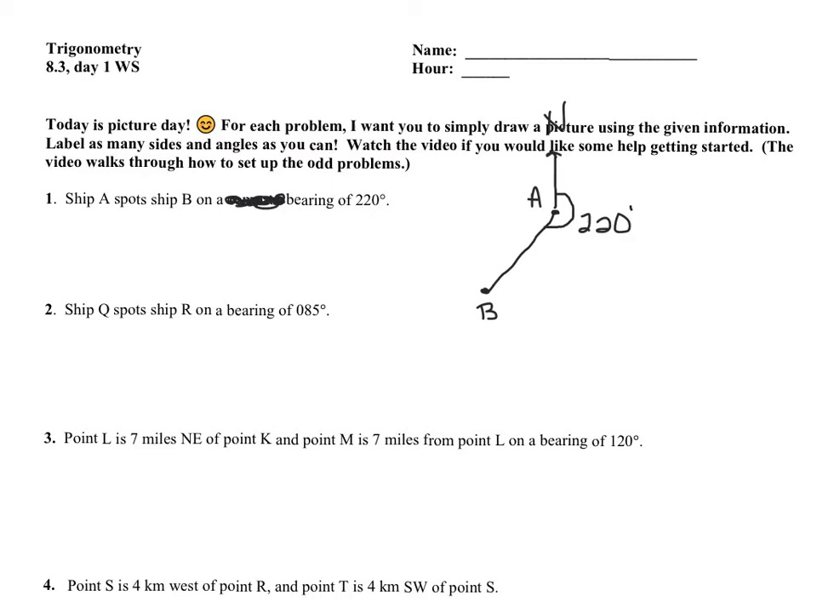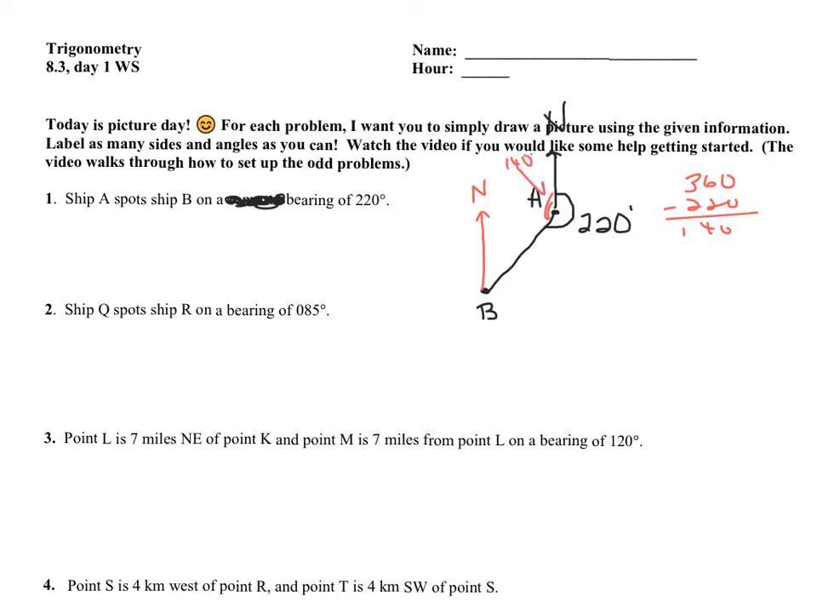From here, things that we could think about. If we drew another north from B, let's see what we know. Well, in ship A, all the way around the circle is 220 degrees. So if I wanted to know some information about the inside, I would take 360 minus 220. And that would give me 140 degrees. That would be this angle on the inside, 140 degrees.